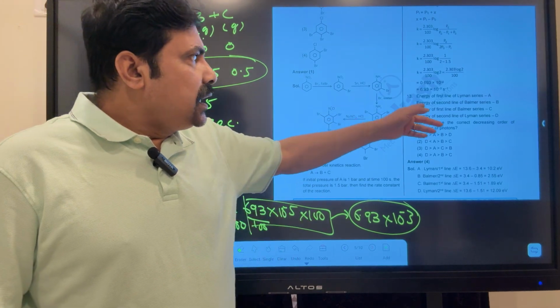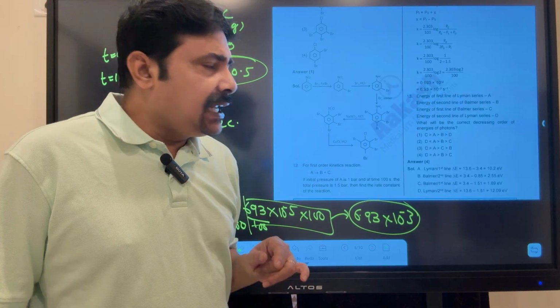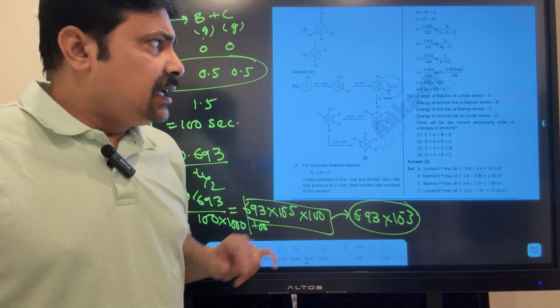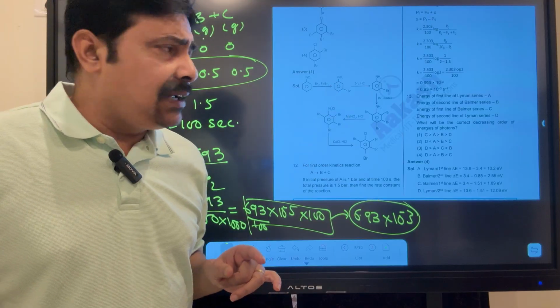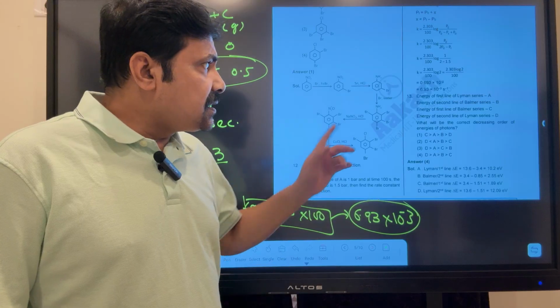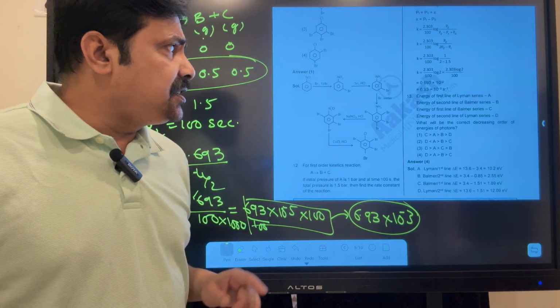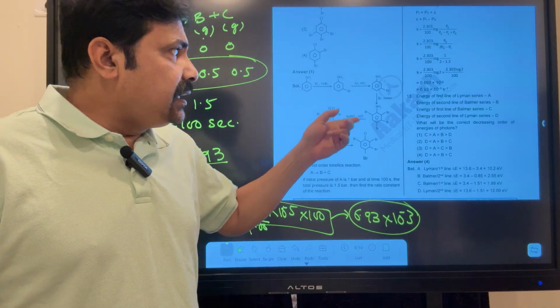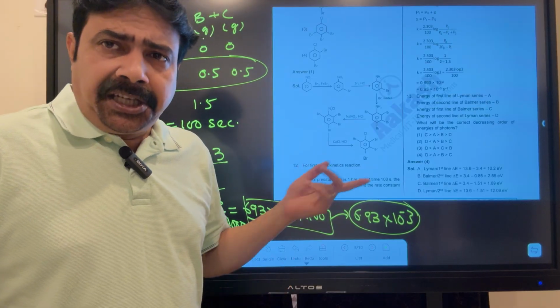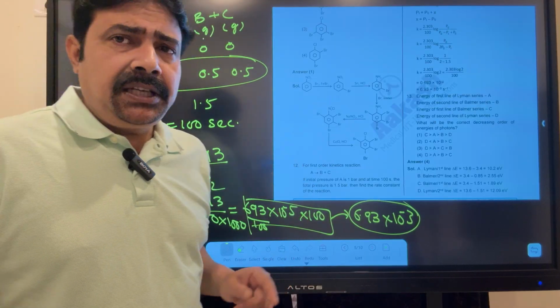And in the same way, energy of the second line of the Balmer series. Second line of the Balmer series means the 4 to 2 transition; there also I will get the lambda. Then the first line of the Balmer series means the 3 to 2 transition; there also I will get the lambda. And energy of the second line of the Lyman series: second line means the 3 to 1 transition; there also I will get the lambda.